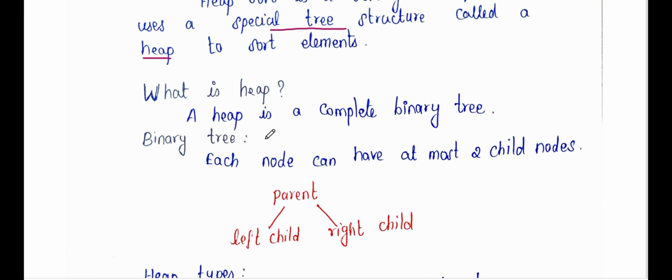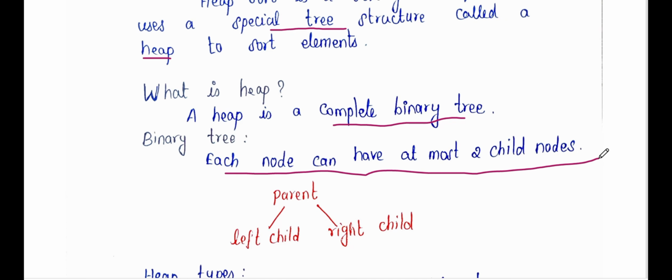What is a heap? A heap is a complete binary tree. What is a binary tree? Each node can have at most two child nodes, so this tree is called a binary tree. There is a parent node, then two children: one is the left child and the other is the right child node. So this structure is called a binary tree. A heap is a complete binary tree.